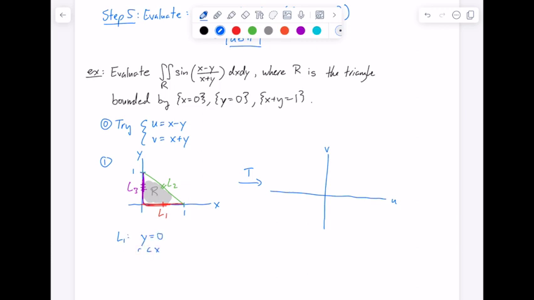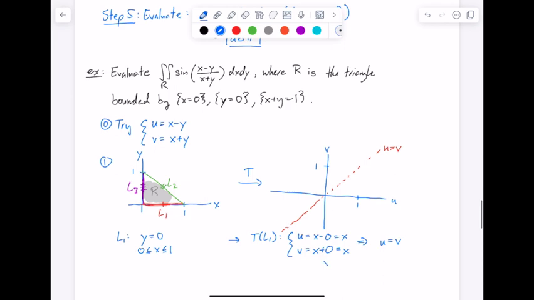We simply plug y equals 0 into our substitution of u and v. So u is now equal to x minus 0, and v is equal to x plus 0. So both u and v are equal to x along the line L1. And because they're both equal to x, we can set them equal to each other, and we see that the image is a portion of the line u equals v. Specifically, we see that the parameter x goes between 0 and 1, so the endpoints of the segment are at (0, 0) in the uv plane and (1, 1).